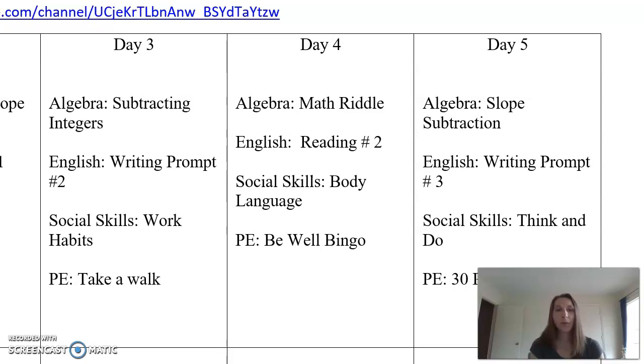We will be going through subtracting integers. This is day 3 and day 4 on your packet. First, we will go through subtracting integers and then the math riddles page. And then the next video will go through slope subtraction. So let's go ahead and get started on subtracting integers.